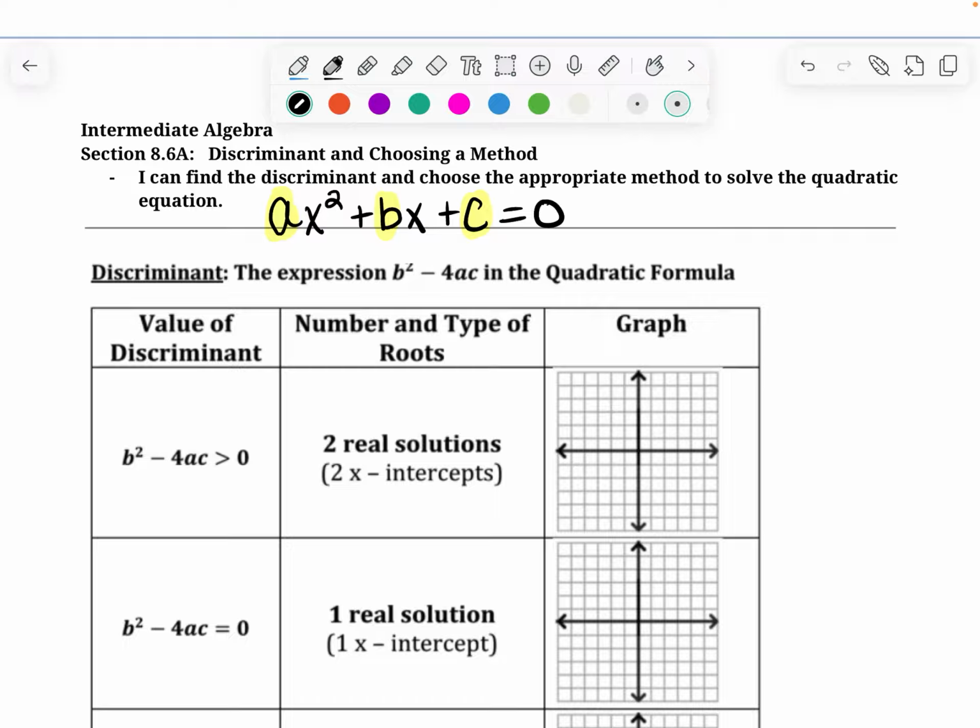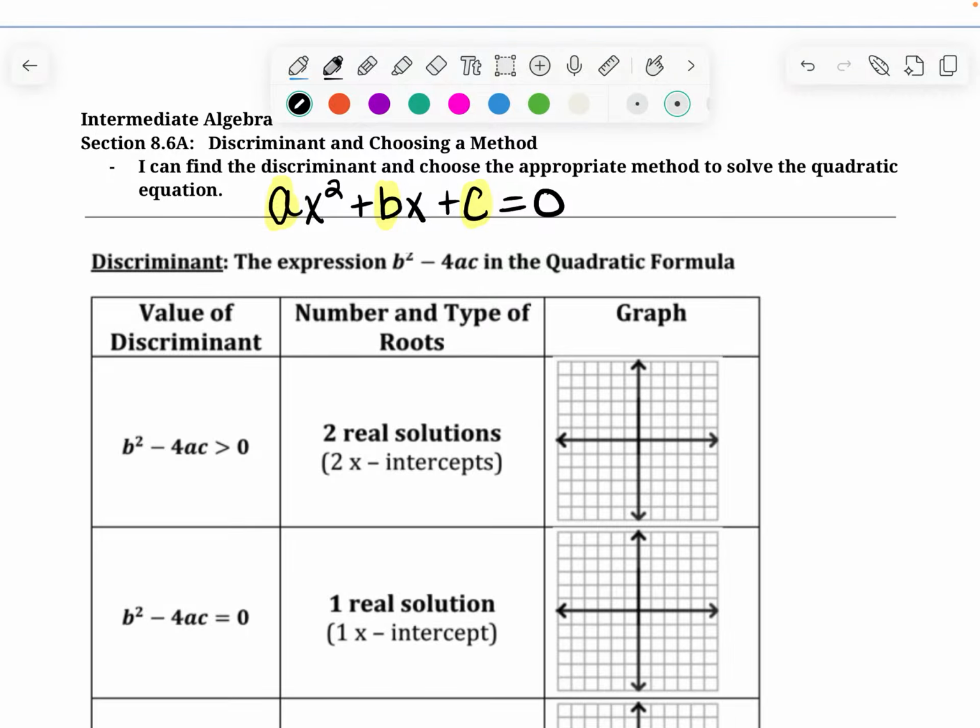And then we're going to look at the quadratic formula, but we're going to talk about the discriminant first. So just a reminder, the quadratic formula is x equals negative b plus or minus the square root of b squared minus 4ac, all over 2a. And then the discriminant is specifically the part under the square root. So the b squared minus 4ac part is called the discriminant.